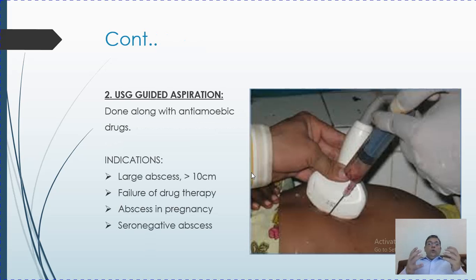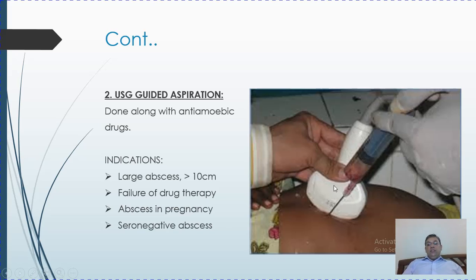And as we know, it is an abscess, there is pus formation, so we need to drain that abscess. That can be done under ultrasound guidance, and we have a large bore needle. Under ultrasound you can see the probe over here. He has put the probe, he is guiding the needle to go directly into the abscess cavity, and he is aspirating with the other hand.